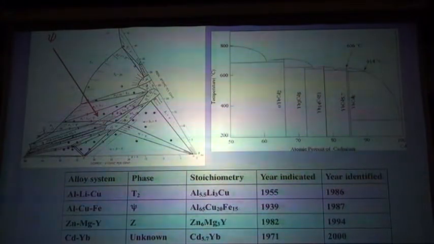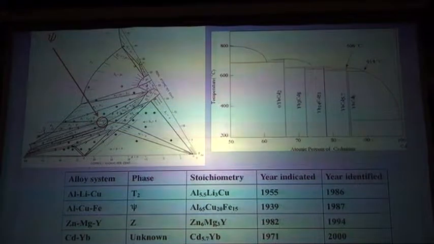if you look back to the old phase diagram. For example, with aluminum-copper-iron, when we found that this was a quasicrystal and looked back at the phase diagram, the composition of the quasicrystal is exactly the phase there. So the phase was already there, but we had no idea to determine what it was. On the other hand, cadmium-ytterbium here, 5.7, is also an unknown intermetallic compound.